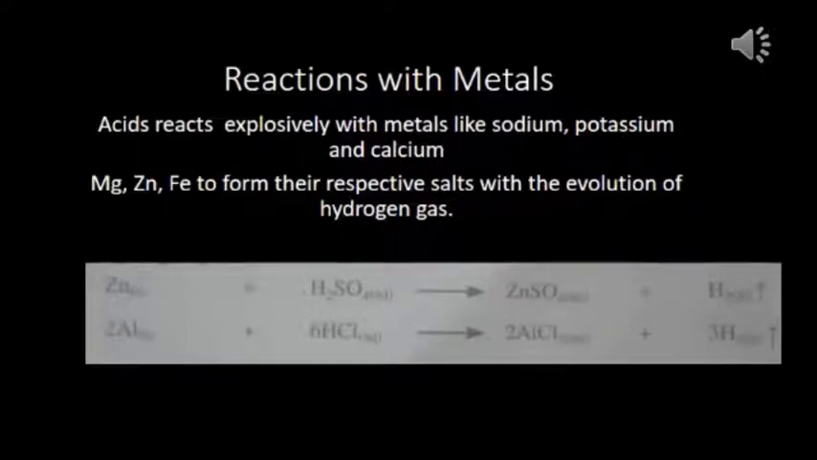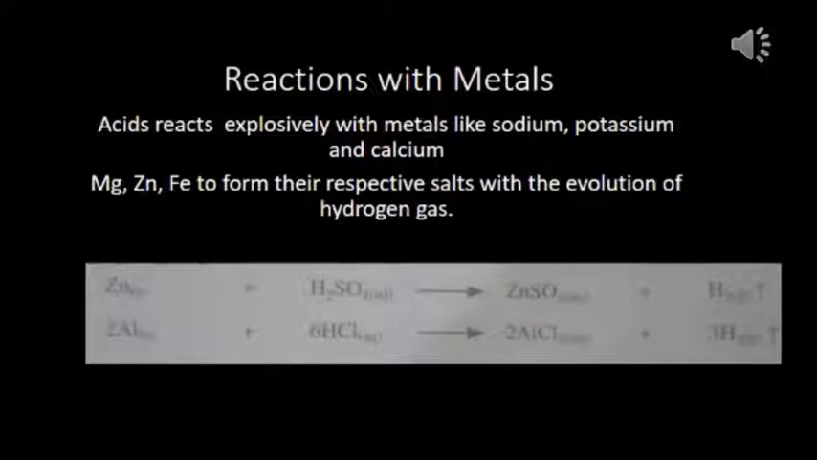So, let's start our topic. Today we are going to discuss the physical properties and the chemical properties of acids. As we have discussed the physical properties of acids in our previous slides, now we will discuss the chemical properties of acids. The first chemical property of acids is their reaction with metals.